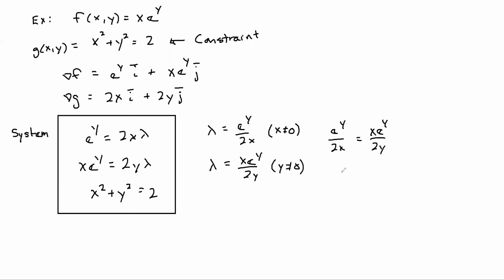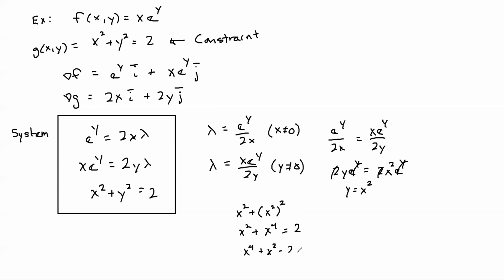If I cross multiply here, we get 2y e to the y equals 2x squared e to the y. Then we can cancel the 2's, cancel the e to the y's, and you get y equals x squared. Once we have y equals x squared, you can plug that in. We get x squared plus x squared squared, so x squared plus x to the fourth equals 2. Move everything to one side. Factor, this is x squared plus 2 times x squared minus 1.